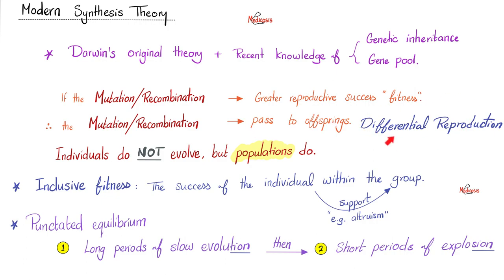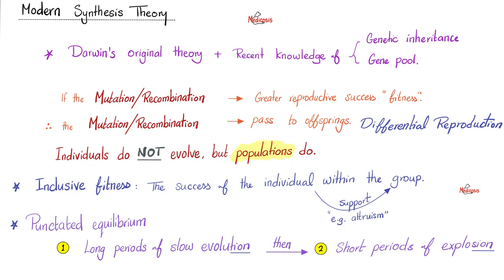What do you call this concept? Differential reproduction. Favorable or not favorable? More likely to pass down or less likely to pass down? Darwin was focused more on the individual organism, but the modern synthesis theory focuses more on the groups, populations. Populations do evolve. Individuals do not.